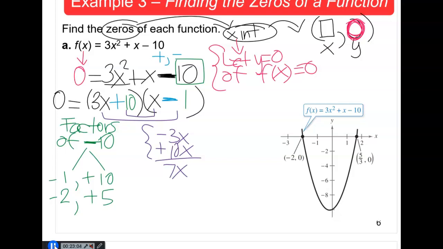Well, I can change the signs. And so I can put the negative here and the positive here. So let's see if this works. Positive 3x times positive 1 is positive 3x. Negative 10 times x is negative 10x. So combine like terms, negative 7x definitely does not work because what I'm trying to get is positive 1x. So what I'm going to do now is change the order of the numbers.